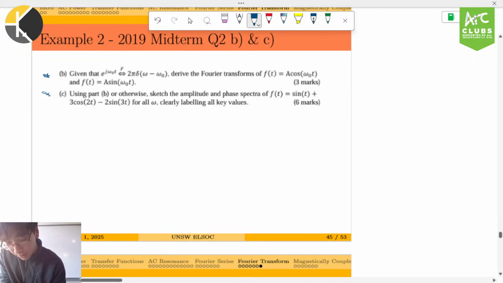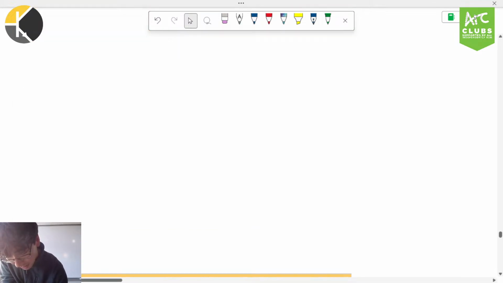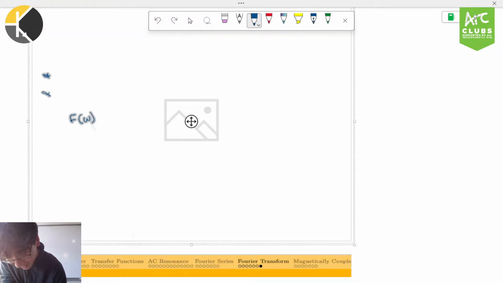So sketch the amplitude and phase spectra of f of t equals sine t plus 3 cos t minus 2 sine 3t. First things first, to plot the spectra, this needs to be in the frequency domain.